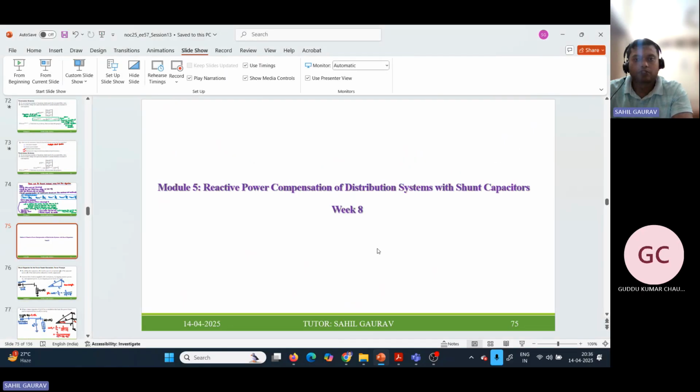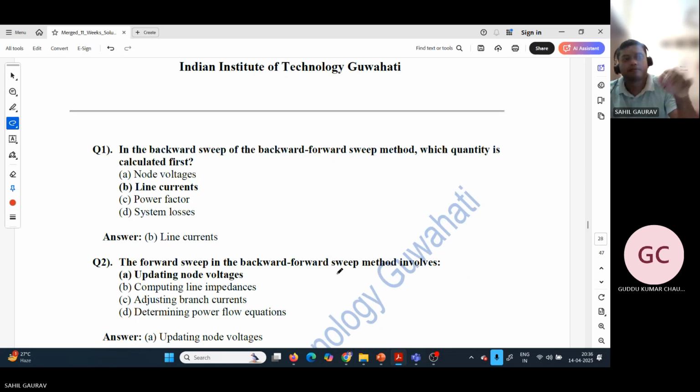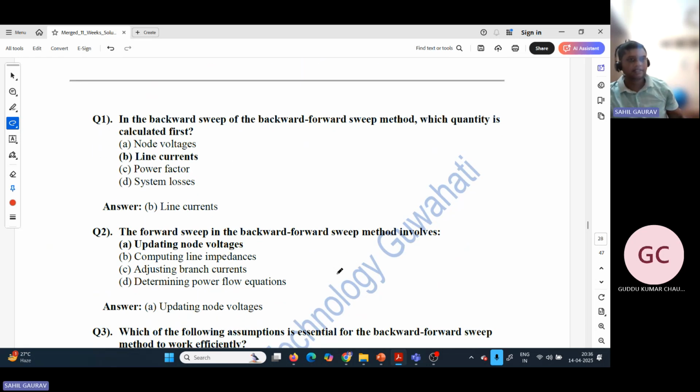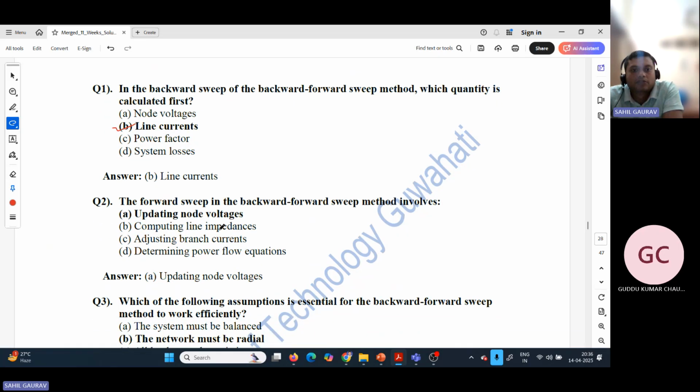So let us see the problems based on the Big 7. The first problem is: in the backward sweep of the backward forward sweep method, which quantity is calculated first? We know that line currents are calculated first in the backward forward sweep method. The forward sweep in the backward forward sweep method involves updating the node voltages. After finding the line currents, we update the node voltages in the forward way.